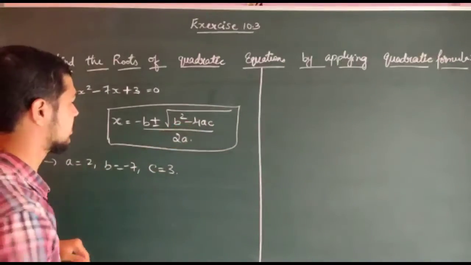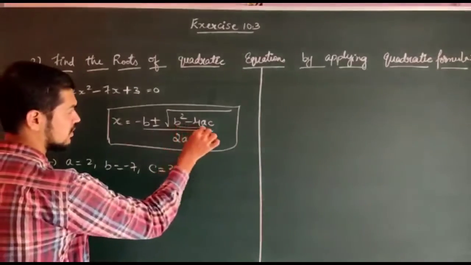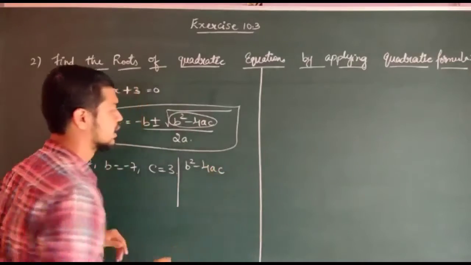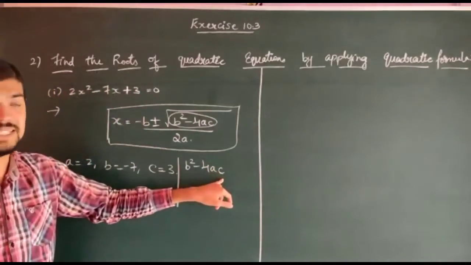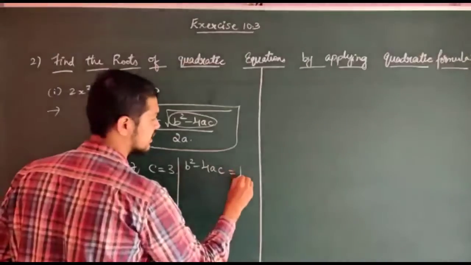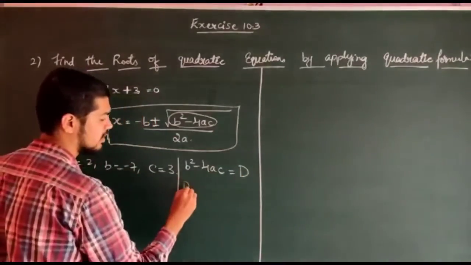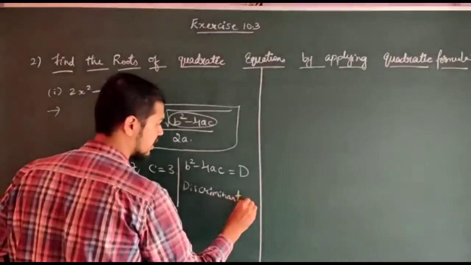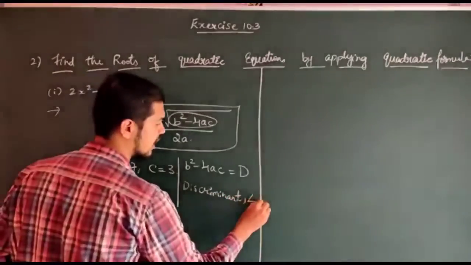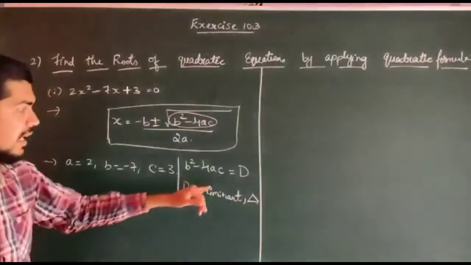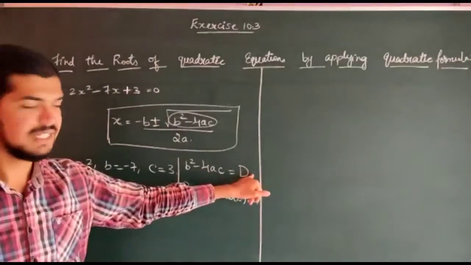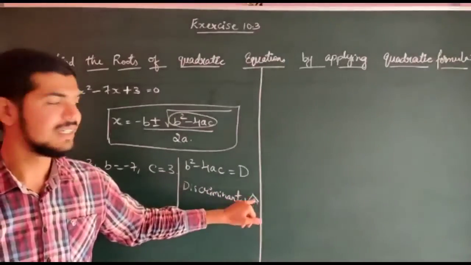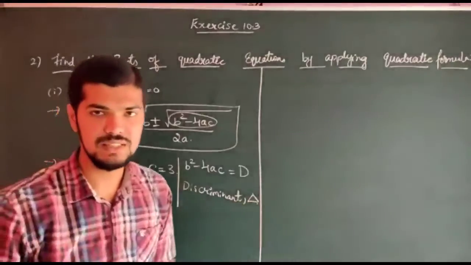Now carefully observe this term here, that is b square minus 4ac. This term, b square minus 4ac, is called the discriminant. I will write down here, it is called the discriminant. Or sometimes it is also called delta. Either it is represented by the capital D, or it is called the discriminant, or it is called delta. All these three mean one and the same.